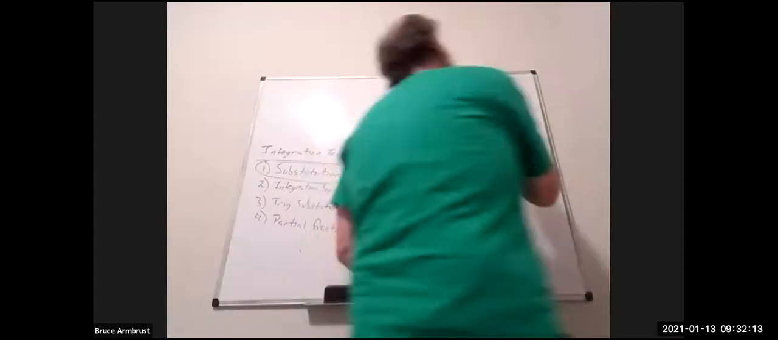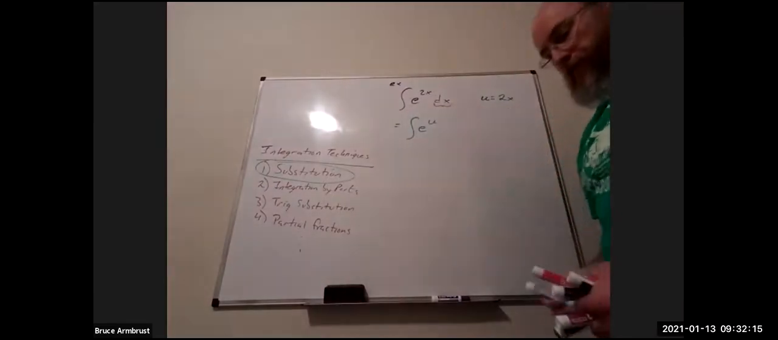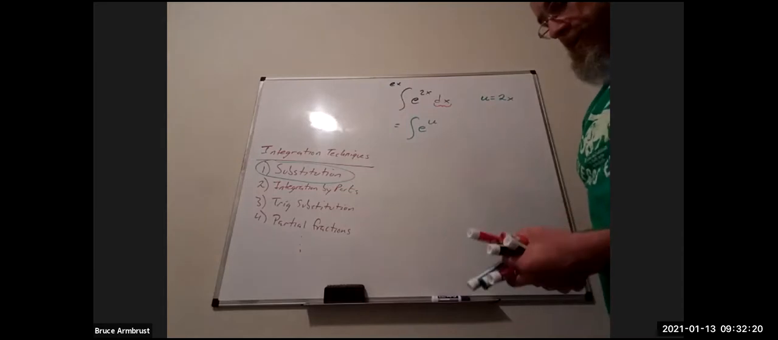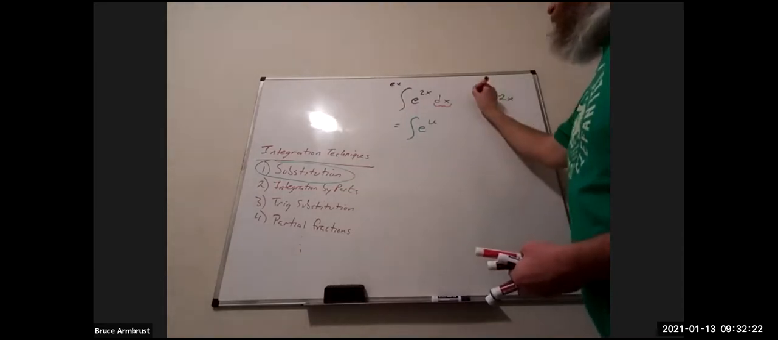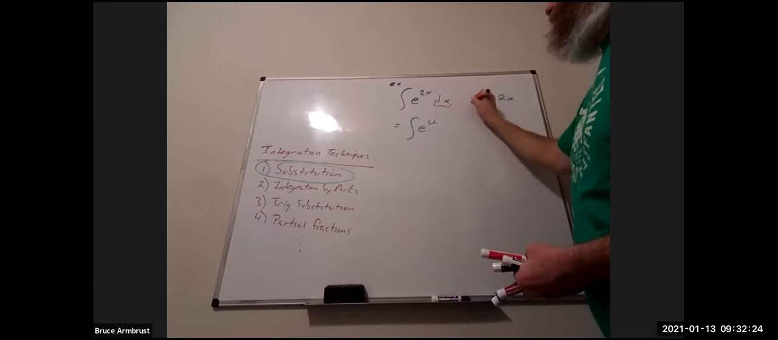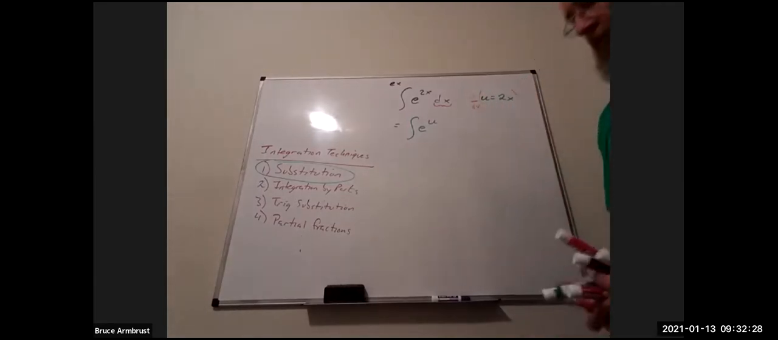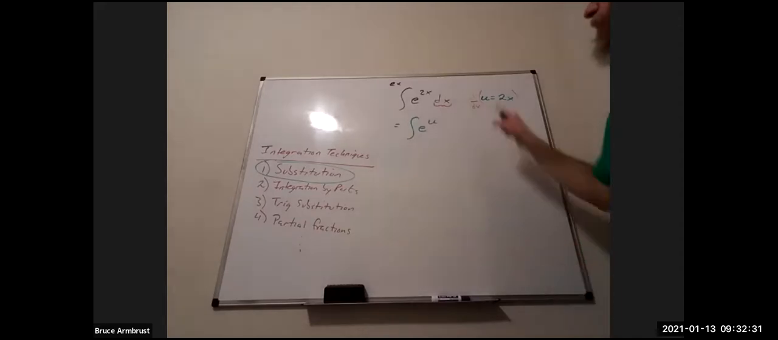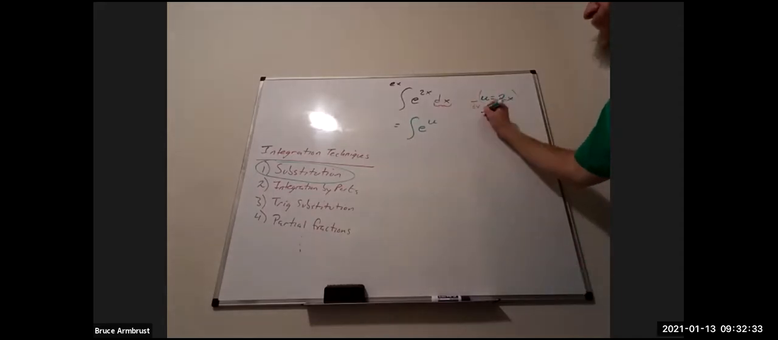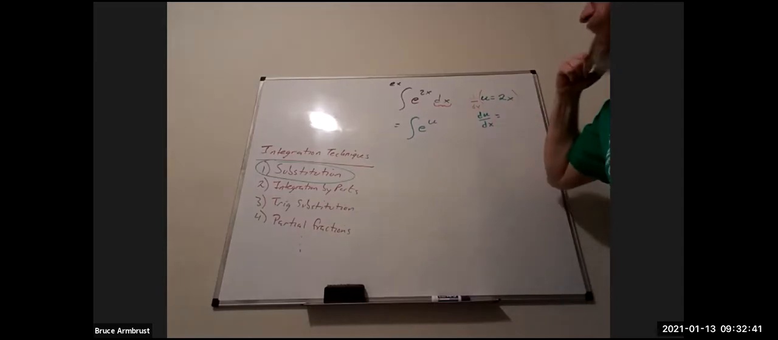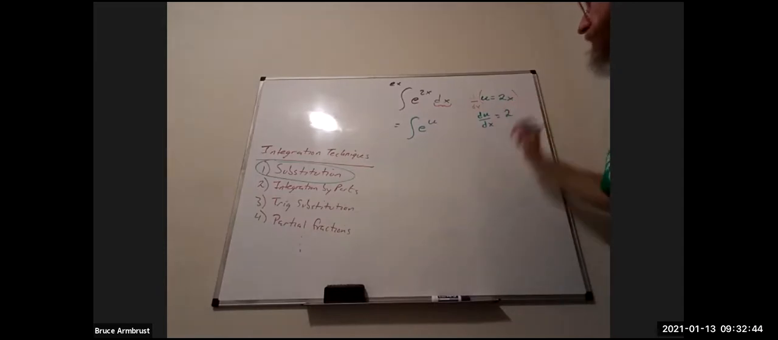So come back over here. I've got u equals 2x. What I'm going to do is differentiate this with respect to x. So on the left-hand side, I'm going to get du dx. That's the derivative of u with respect to x. But on the other side, when I differentiate 2x, I get 2.